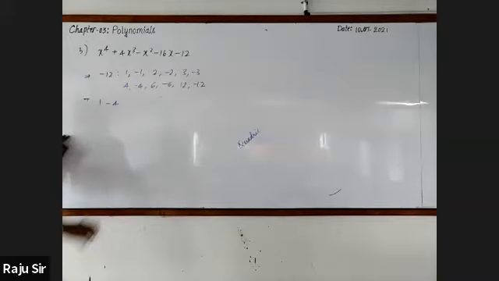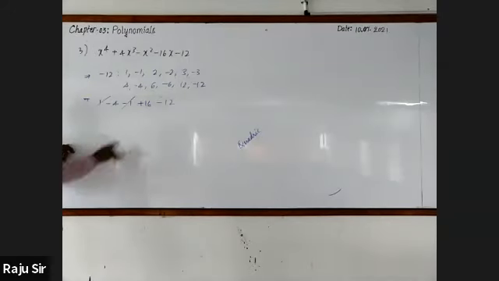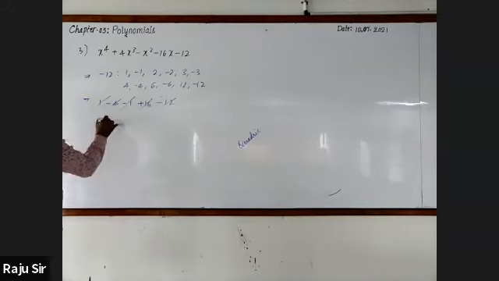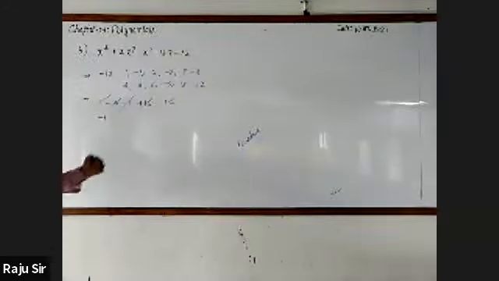Minus 1 whole raised to the power 4 is plus 1. Minus 1 whole cube is minus 1, into 4, minus 4. Minus 1 whole square is plus 1, so minus 1. Then plus 16, and minus 12. Minus 4 plus 4 cancel, minus 16 plus 16 cancel, and you get 0. So minus 1 is the zero of the polynomial. Then what is the factor? x plus 1.